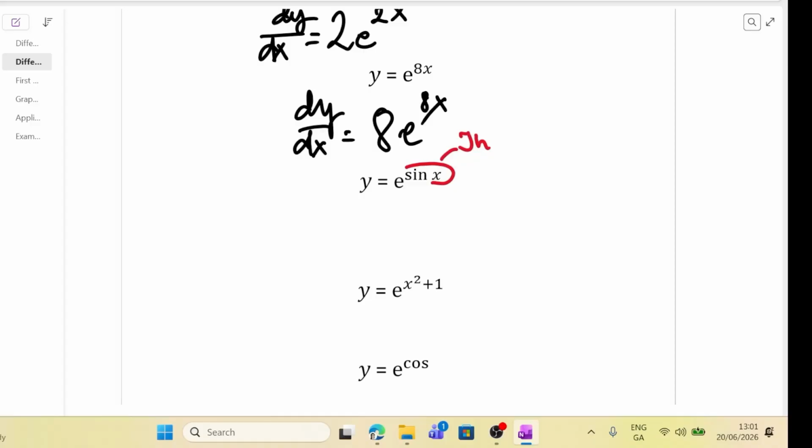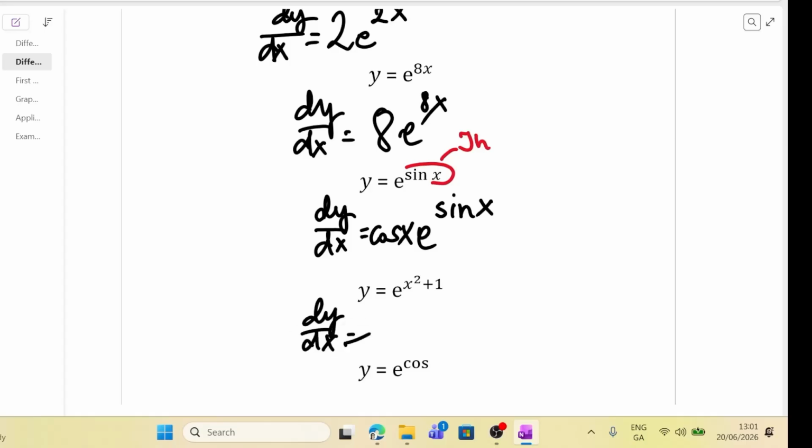So when I differentiate that, I get the following: dy/dx is equal to e of something is e to the same power. So it's e to the power of sine of x. And then the derivative of sine of x is just cos x. Next one inside is x squared plus 1. So when I differentiate that, again, I get e to the power of x squared plus 1, and then by the derivative of inside, which is just 2x.